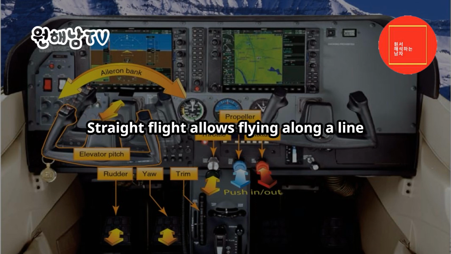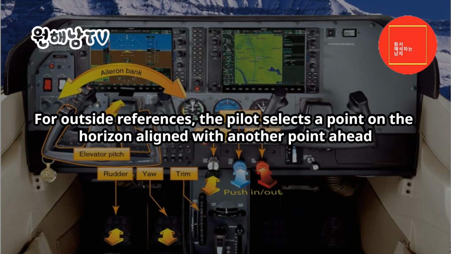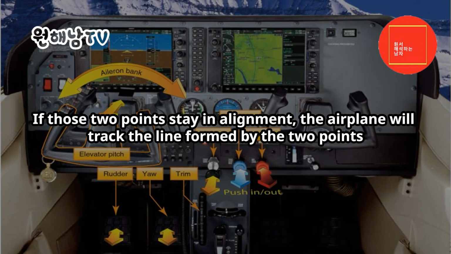Straight flight allows flying along a line. For outside references, the pilot selects a point on the horizon aligned with another point ahead. If those two points stay in alignment, the airplane will track the line formed by the two points.